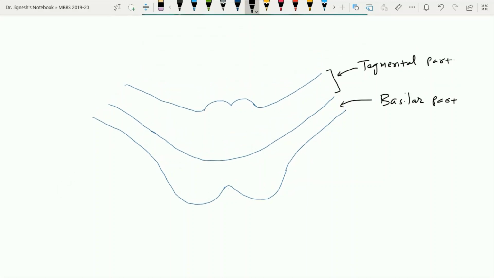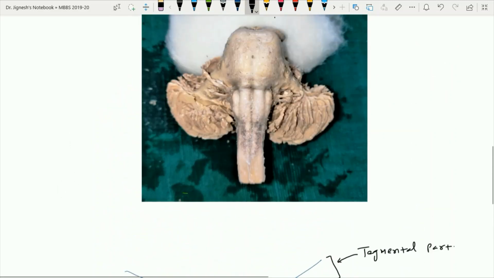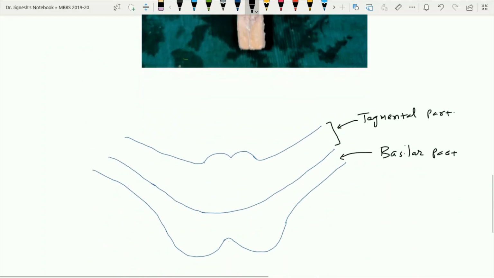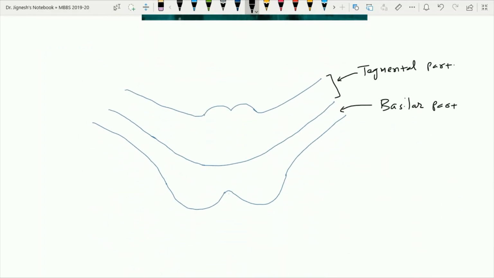This anterior basilar part of the pons is actually the continuation from the cerebral peduncle of the midbrain above, and below it is continuous with the pyramids of the medulla oblongata. And on each side, this basilar part is continuous with the middle cerebellar peduncle to communicate with the cerebellum. This posterior tegmental part contains many nuclei of the cranial nerves along with some important structures we are going to learn shortly. Now let's see the structures within this basilar part of the pons.